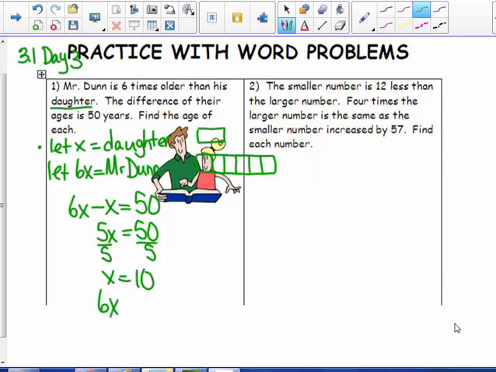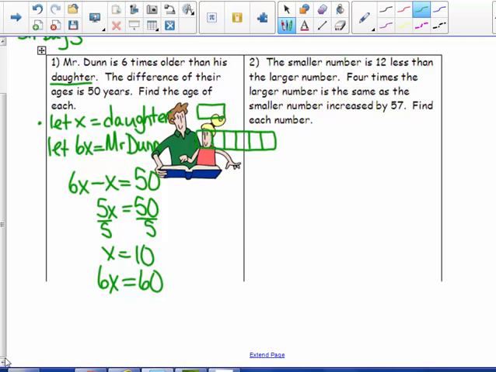So 6 times my x would make Mr. Dunn 60. He's not quite there yet. So find the age of each. Now, in Mrs. Agulia's class, I call it SABLE: S-A-B-L-E. Answer in a full sentence. Make sure you're answering the question that's being asked. Put a box around it and make sure you've got the label on it. In short, I call it SABLE. So yes, we are going to SABLE all of our word problems.